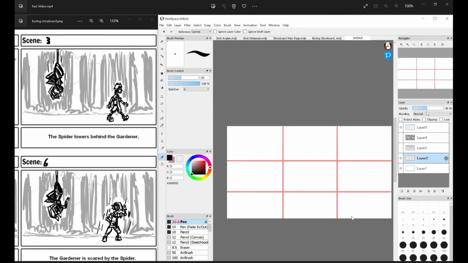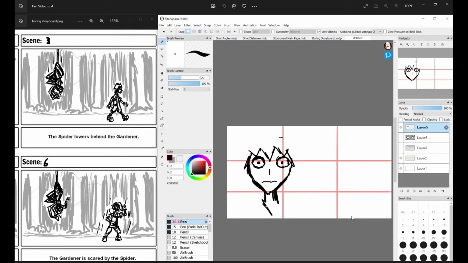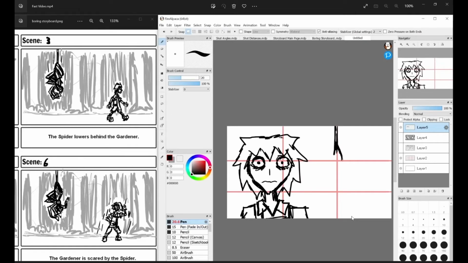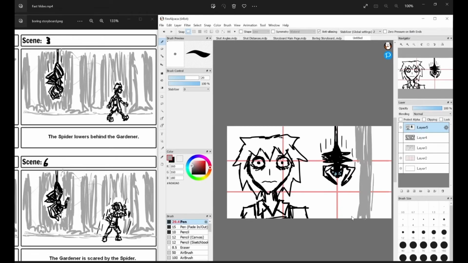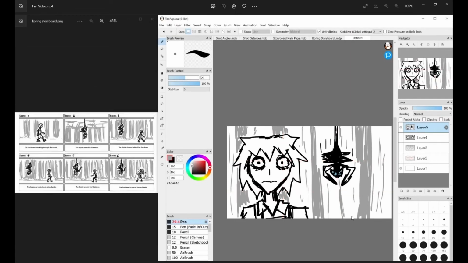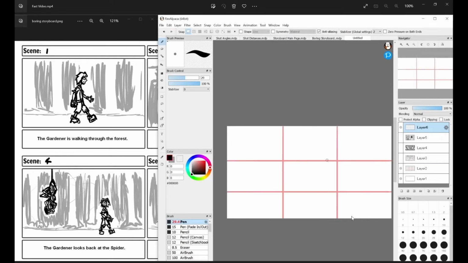And next is the spider lowering down behind the gardener, and I did that as an over-the-shoulder shot because I want to show both the gardener and the spider in an interesting shot. So the gardener is close up because his perspective is what we're looking at, and then behind his shoulder is the spider lowering down. Yeah, and like I said, I've been doing the background because the setting's pretty important. You want to know how it looks.